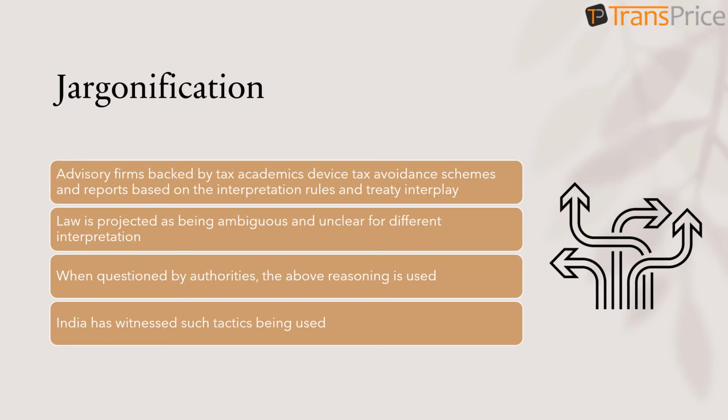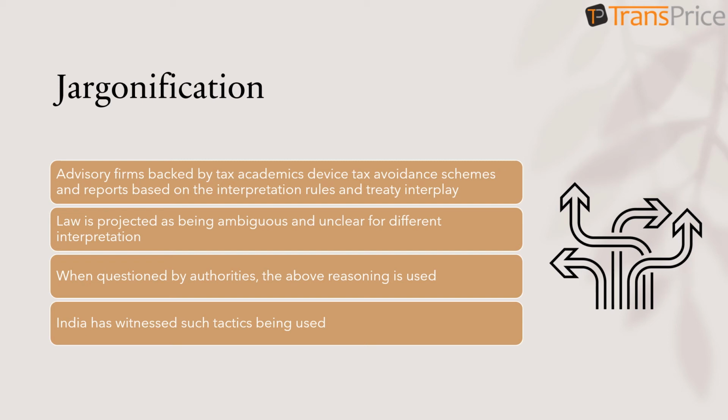Second is jargonification. Jargonification boils down to advisory firms, backed by tax academics, devising tax avoidance schemes and reports based on interpretation rules and treaty interplay. They project that the law is ambiguous and unclear, and hence a different interpretation could be pulled together to take a non-harmonized meaning of the law. There are jargons interposed between the businesses and taxes, with a complex web of tax schemes, which are advised upon and also implemented by the advisory firm.